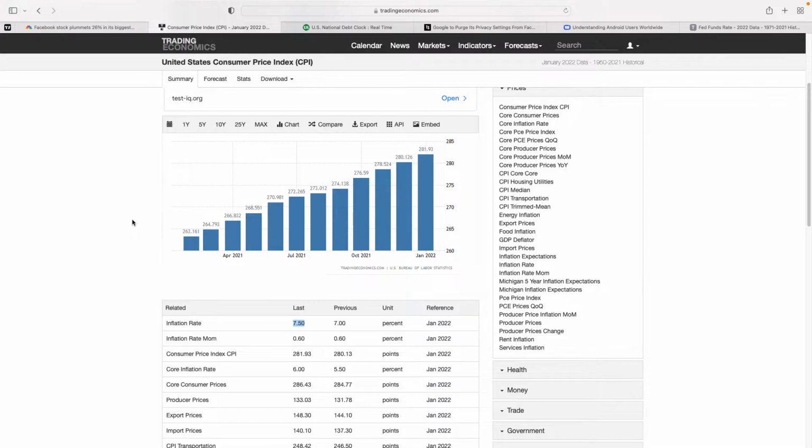Consumer spending over a long time, and we can see here that consumer spending had increased a lot from 263 all the way to 281.93. We can also see how the latest inflation report is telling us that inflation in the US is currently sitting at 7.5%. However, we know that's not the real number because we know inflation is higher.